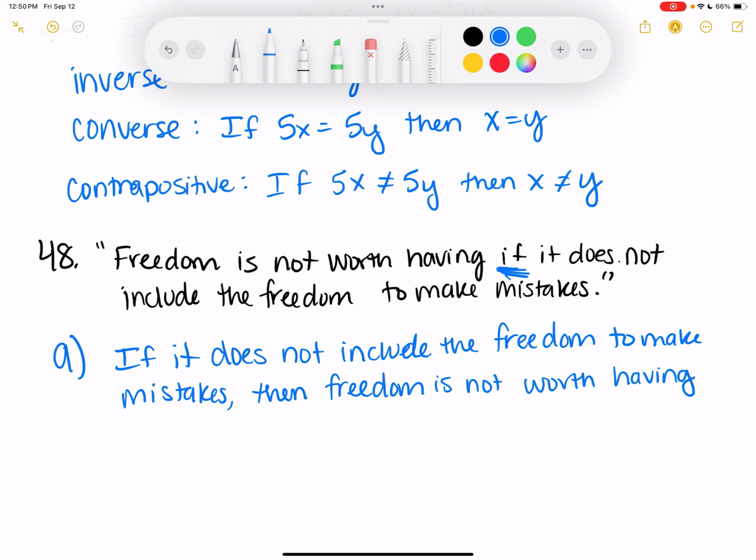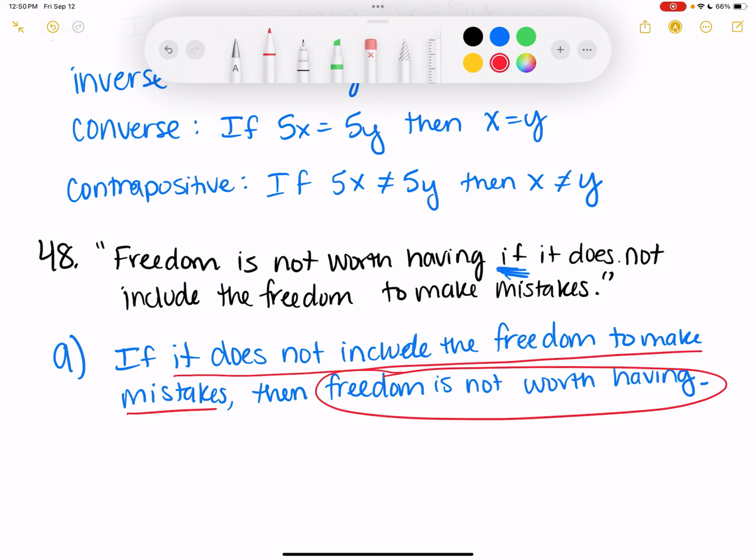So what's the hypothesis? If it doesn't include the freedom to make mistakes. We don't include the if part, it's just it does not include the freedom to make mistakes. That's our hypothesis, and then what is the conclusion? Yep, freedom is not worth having, so I'm going to circle that part. So that's my hypothesis, this is the conclusion. And again, it's totally fine for you to just underline and circle. I'm just doing that for reference.